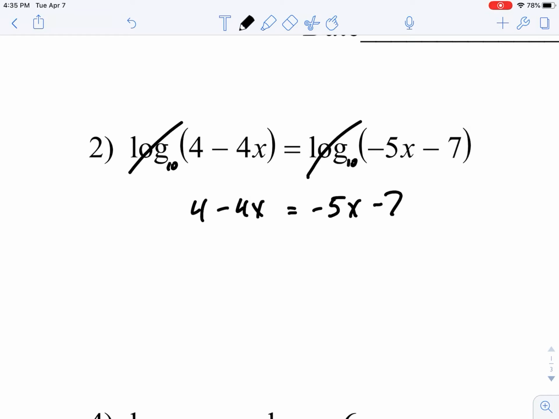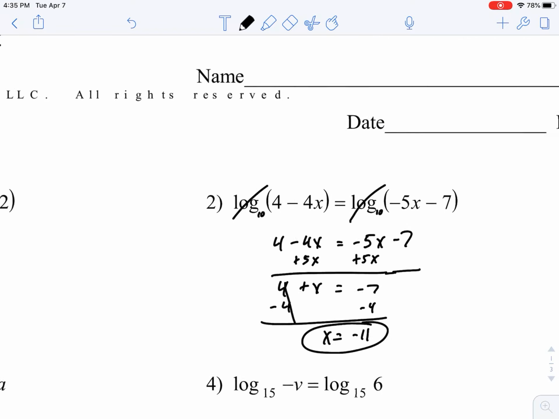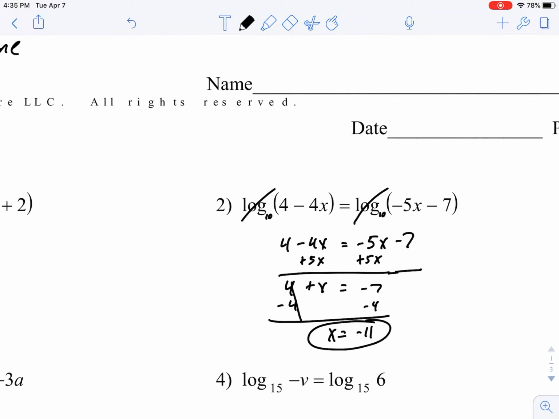What we have here, we can now maybe get the like terms together by adding 5x to both sides. 4 plus x equals negative 7. Subtract 4, x equals negative 11. And so that hopefully seems fairly simple.